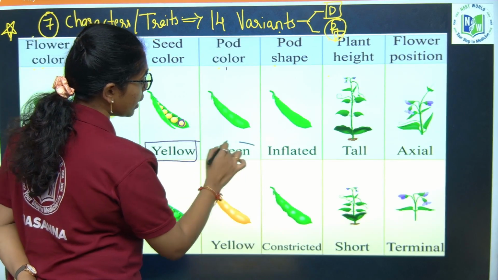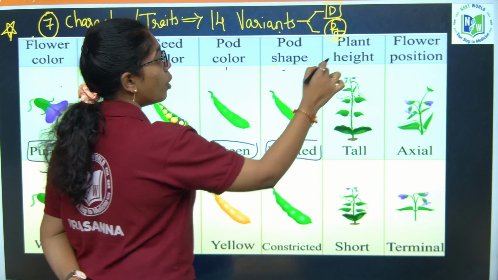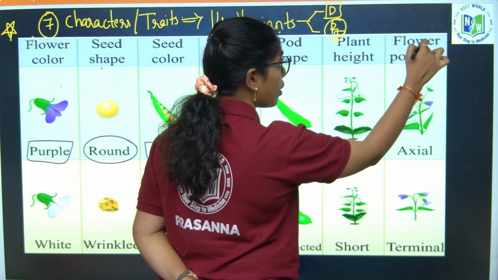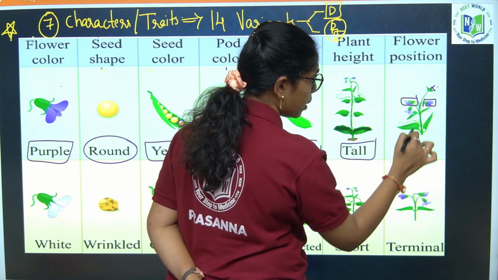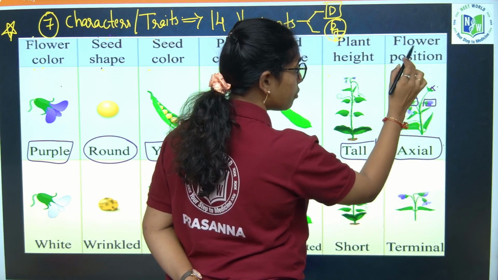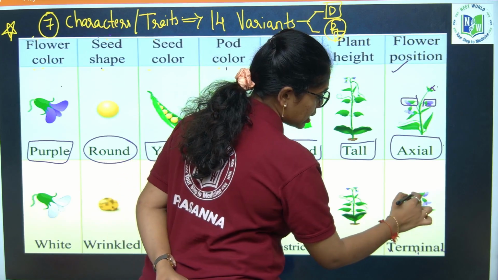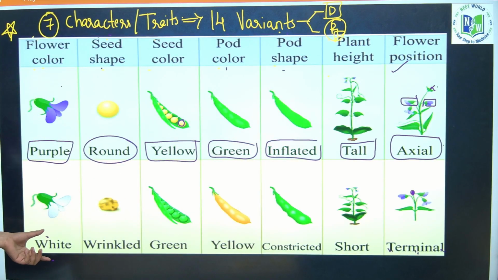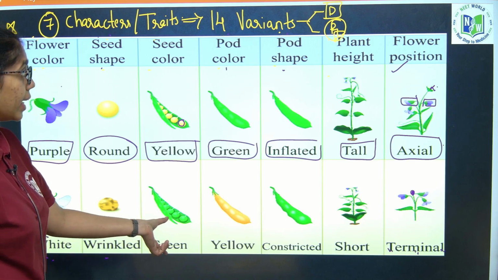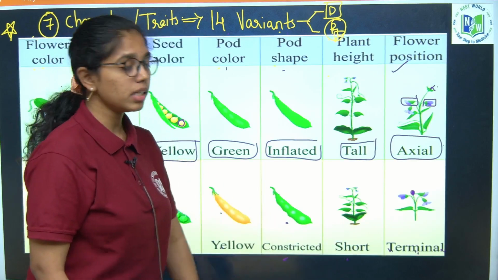Pod color, green is dominant. Pod shape, inflated is dominant. Plant height, always tall. And flower position, if it arises from the axial bud, not from the terminal bud, the axial flower is dominant. Terminal flower is recessive, which arises from the terminal bud. The recessive characters are: for flower color it is white, seed shape wrinkled, seed color green, pod color yellow, pod shape constricted, and plant height short.